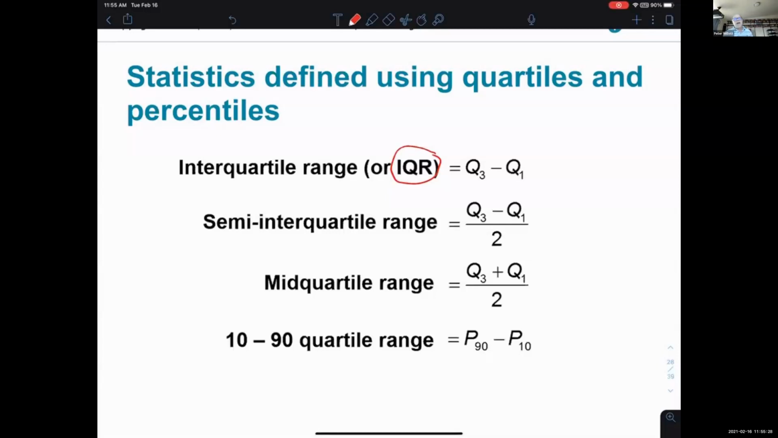And the 10-90 percentile range is the range of values where you get the middle 80%. You can ignore the 10% on the bottom, you can ignore the 10% on the top, and you get the middle 80%. That's the 10-90 percentile range. The first one I'm highlighting because you're going to want to refer back to that one regularly. The other ones, not so much.